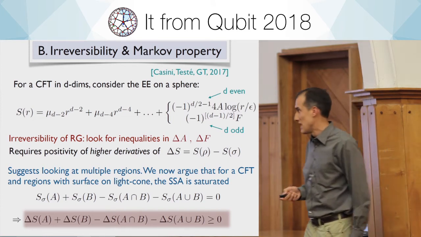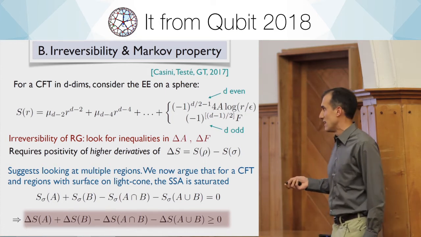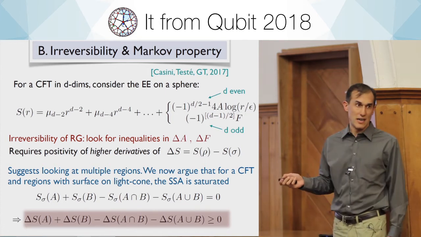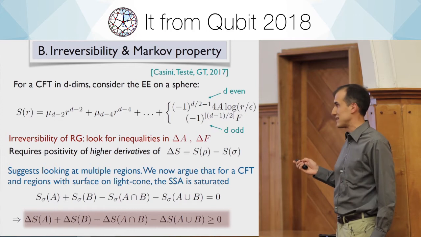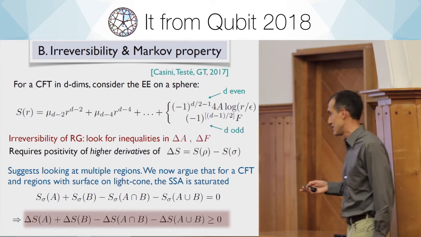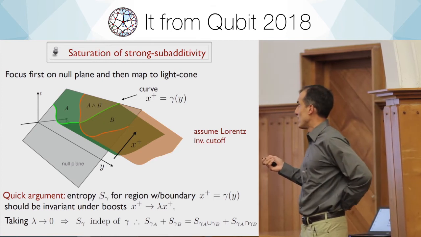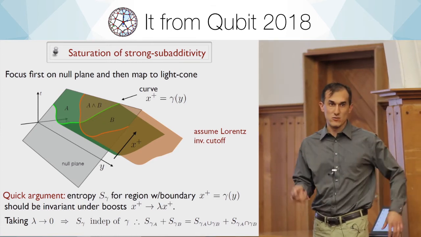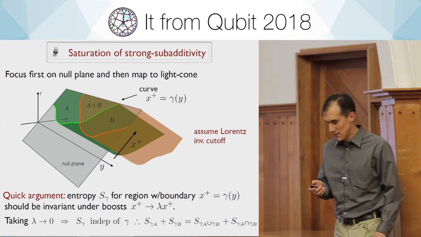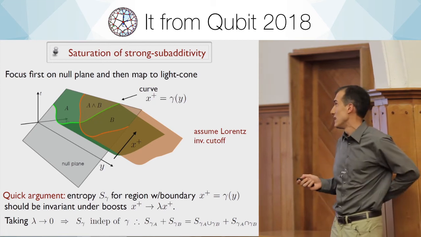And in the second part, I'll then argue how to use this to obtain the a theorem and some new theorem for gravitational corrections in high dimensions. Okay, so let me argue for this. I'll actually first focus on the null plane, and then since we have a CFT, we can map it to the light cone. But in the null plane, it's slightly easier.